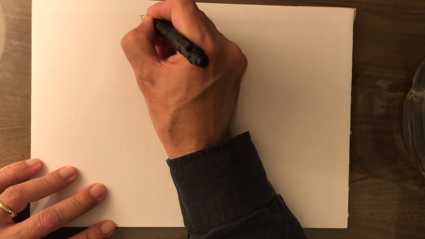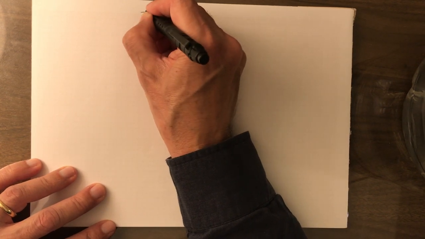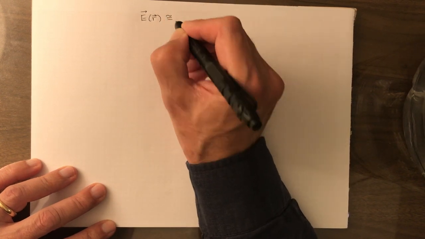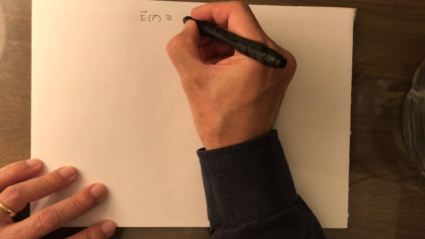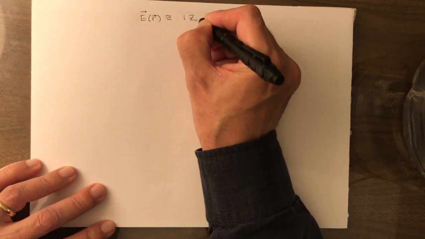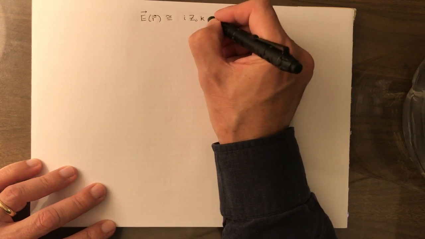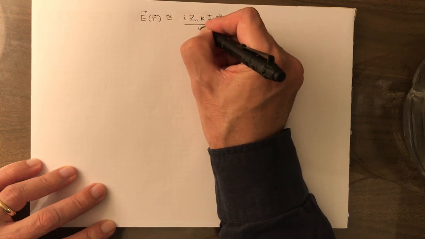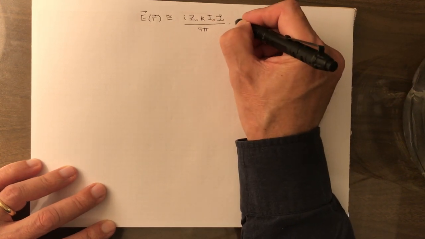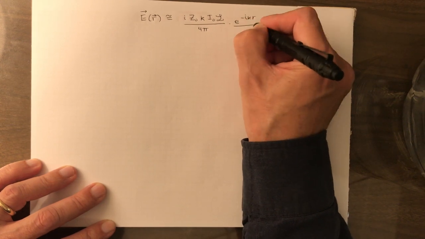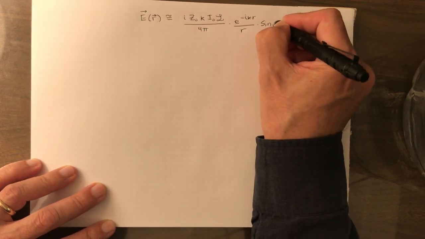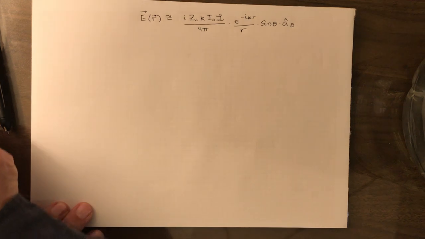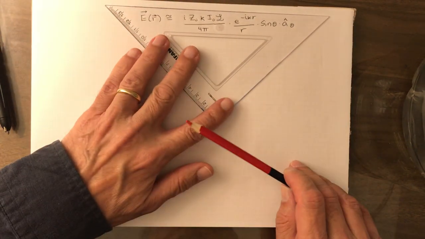Now we can do the expression that I was about to write before, skipping that last page of derivation. Approximately equal to, again in the far field regime, i times Z naught, that's our characteristic impedance of the vacuum, times k times I naught times L divided by 4 pi times our usual suspects e to the minus i k r over r times sine theta, and in this case we have a theta unit vector. That is the expression that we were after for our electric field.